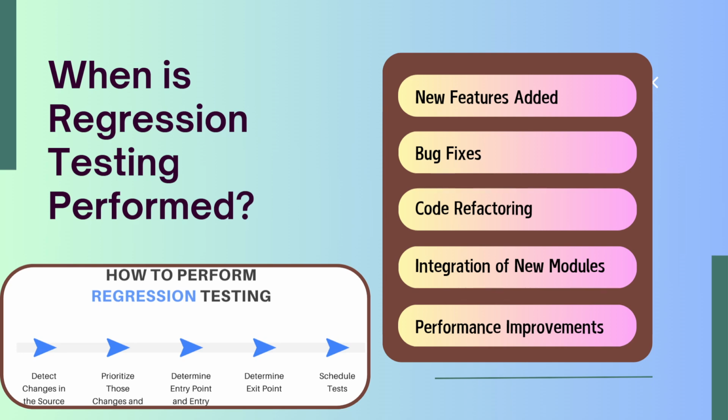For example, think about any real life mobile app. Each time an app updates, regression testing ensures the old features are still working. Without it, an update could break your favorite features.